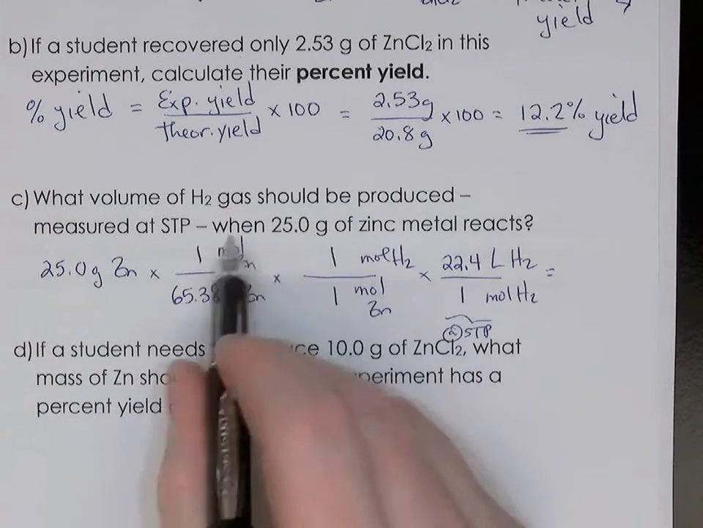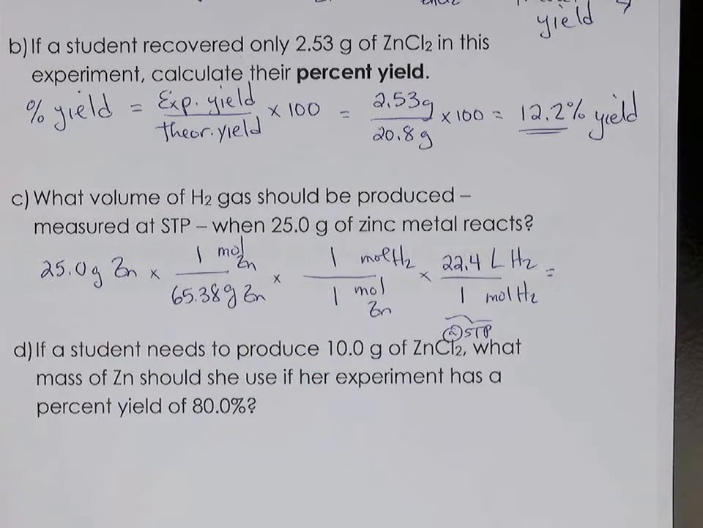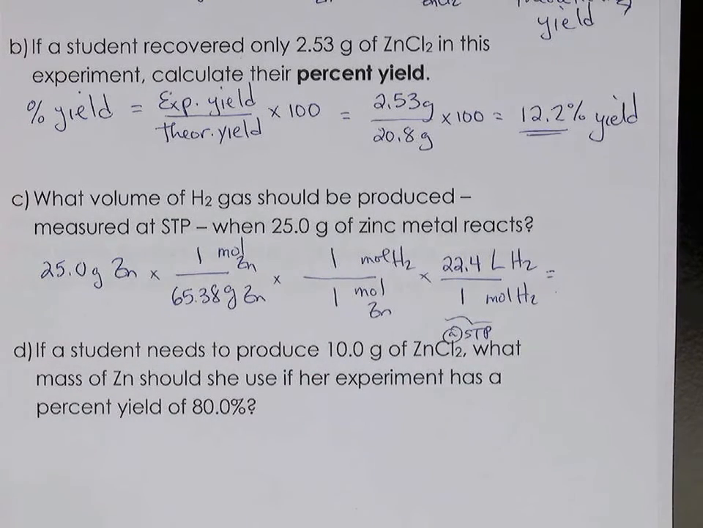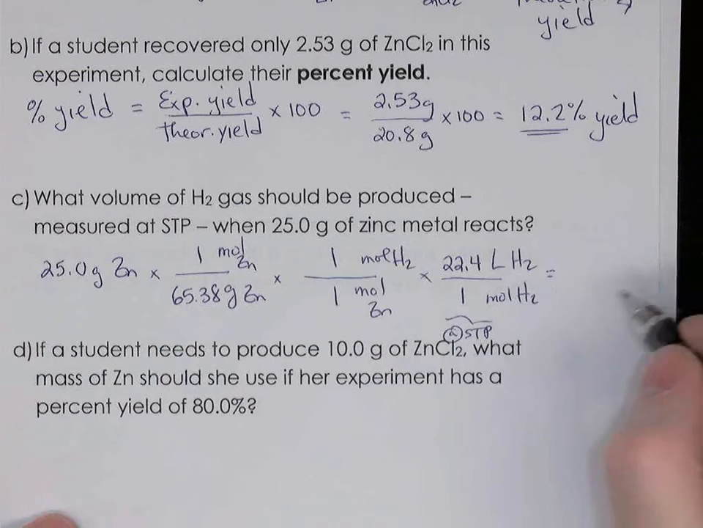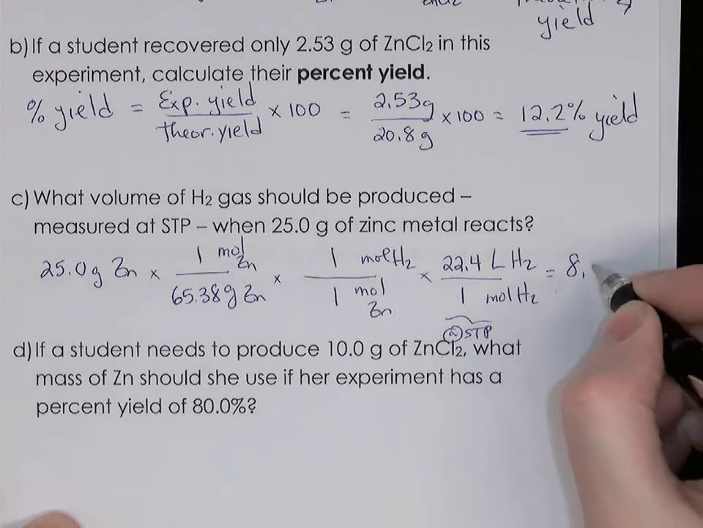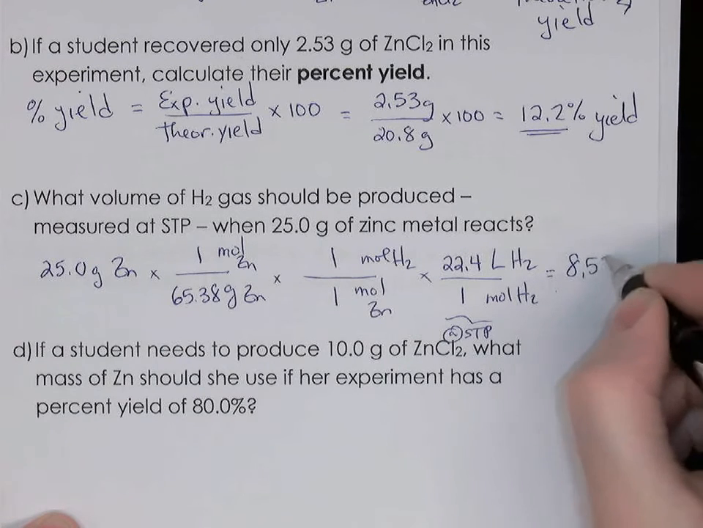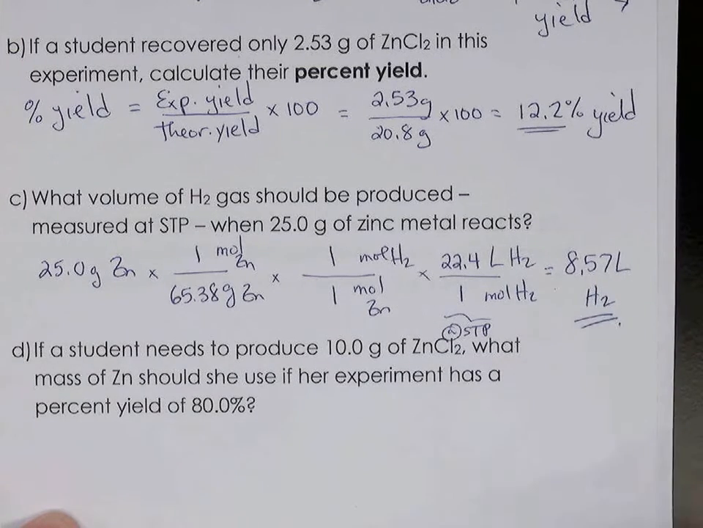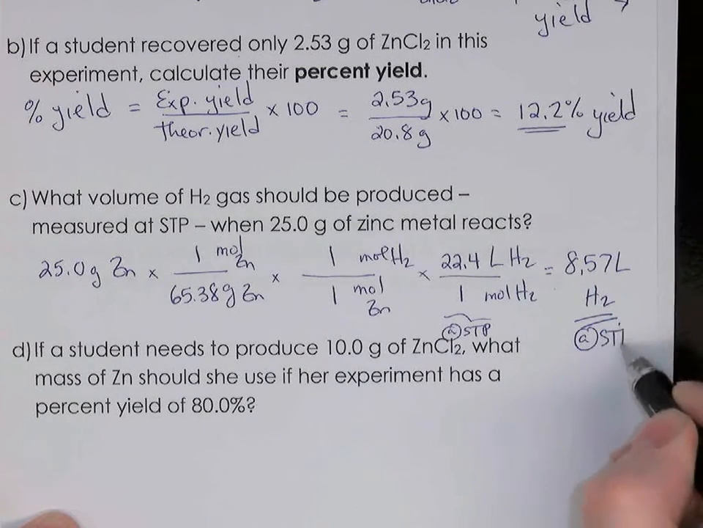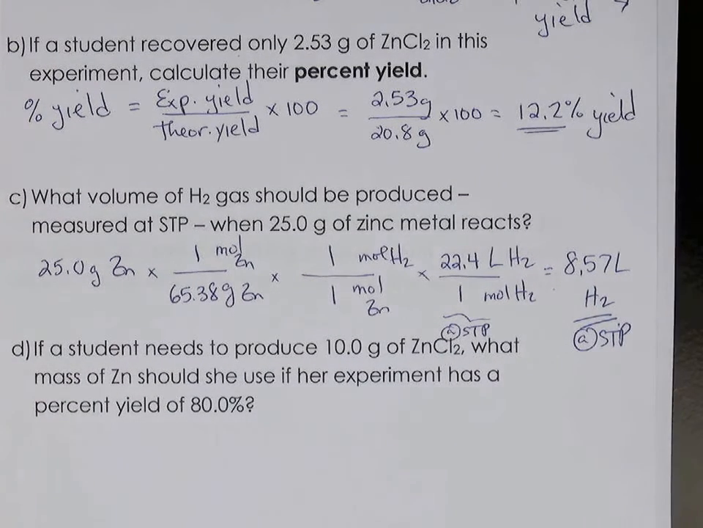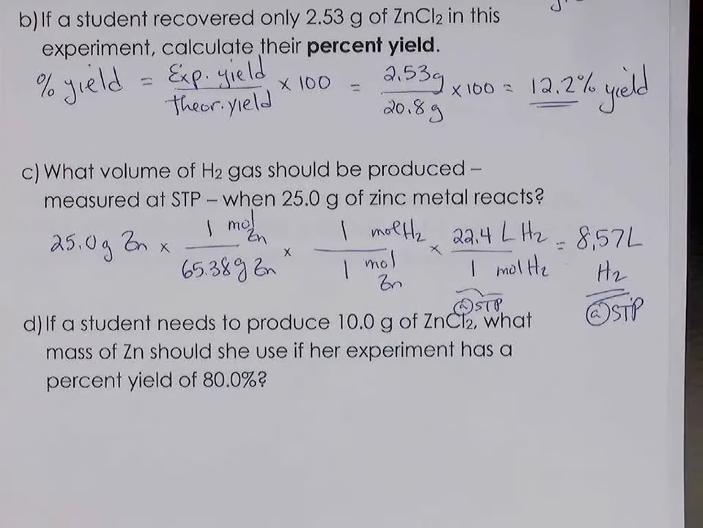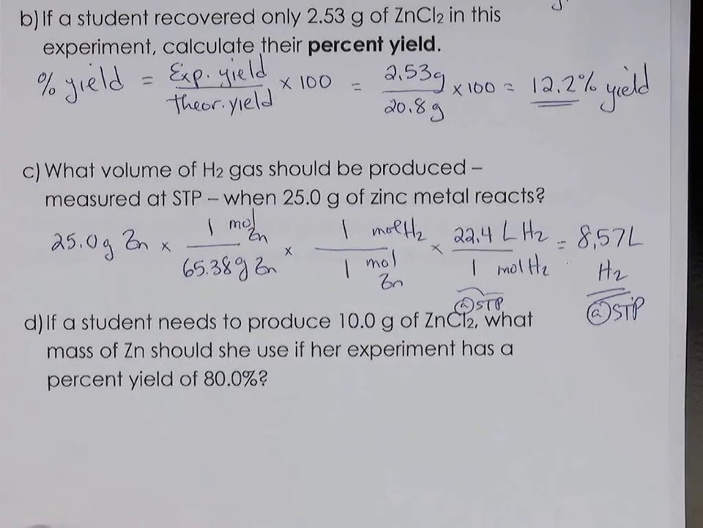So now we can calculate the volume of hydrogen, 25 grams divided by 65.38 grams. This is how many moles of zinc we used. Multiply by 1 to convert to moles of hydrogen, and then multiply by 22.4 to get the volume. So 8.57 liters of hydrogen gas is how much you'd produce at STP, measured at standard temperature, 0 degrees Celsius, and standard pressure, which is 1 atmosphere, or 101.3 kilopascals.